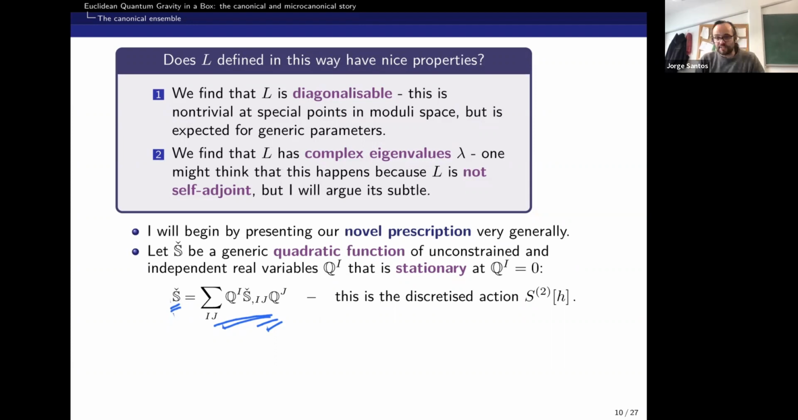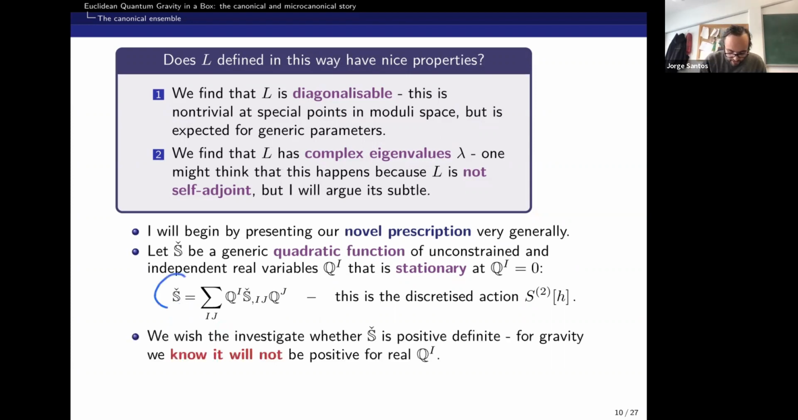Good. Let us imagine that q_i equals 0 is a stationary point, and that you want to understand whether this is positive definite or not. That's your job. Do you understand why this still represents a quadratic action? I'm just assuming that my integrals can be discretized in some manner, okay? Good. For pure gravity, we know guaranteed, because of the conformal factor problem, that this S here is not going to be positive if you take the q_i to be real. Just not going to happen.